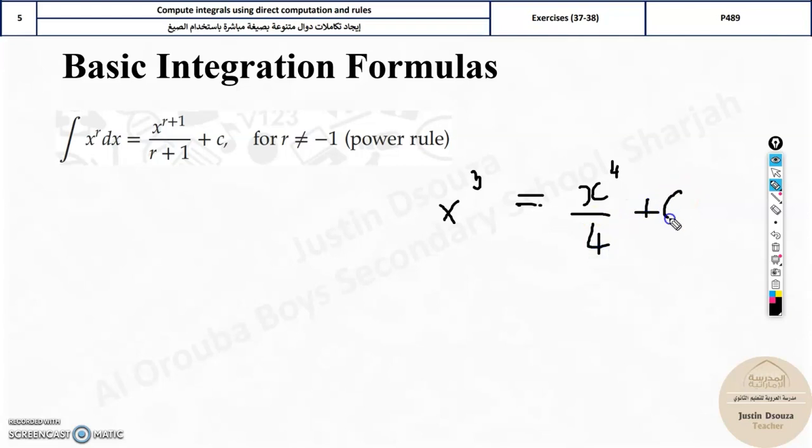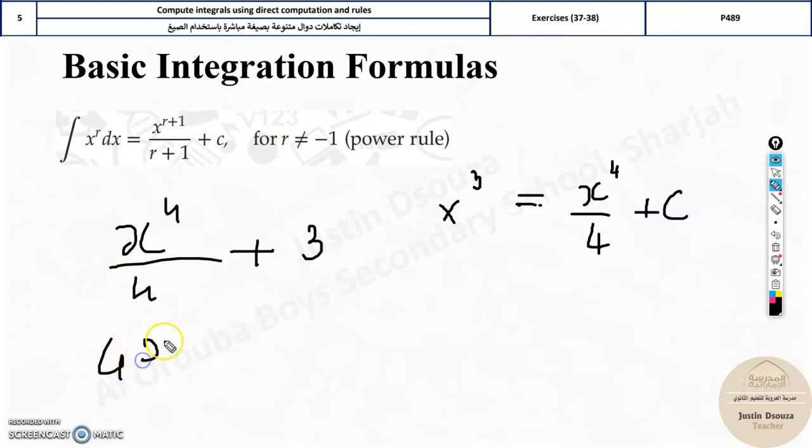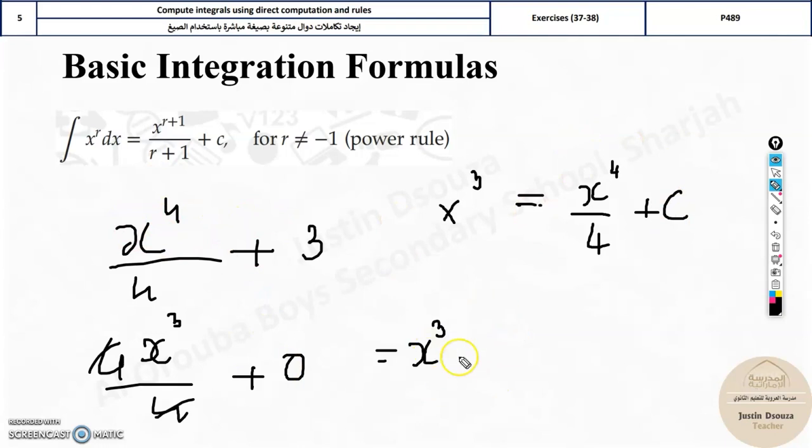And don't forget to write the constant. The thing is, integration is opposite to derivatives. So whenever we derive any constant, it becomes 0. So now if I had to derive, say, x to the power 4 divided by 4 plus 3, it would have been 4 comes down. This is derivation I'm doing, f dash, and it'll be x to the power 3 divided by 4, and this 3 becomes 0, and this cancels, and you're getting x to the power 3. So this is derivation of the answer, you get x to the power 3.